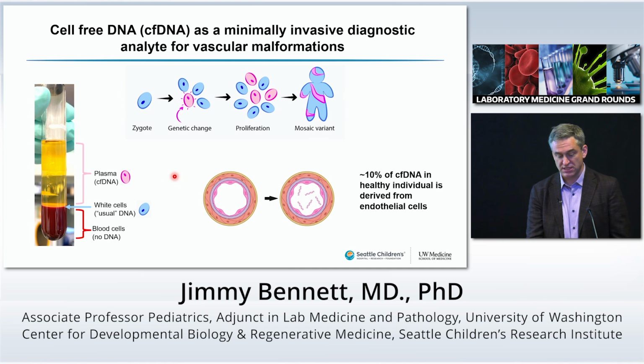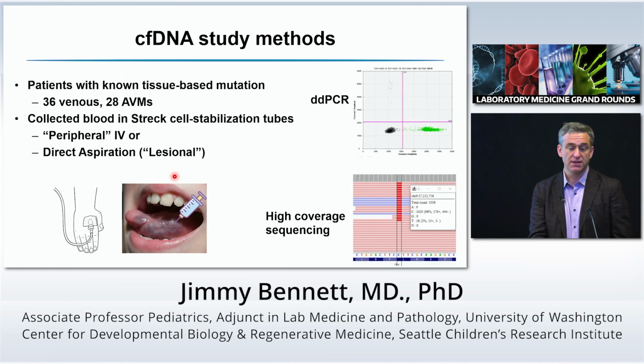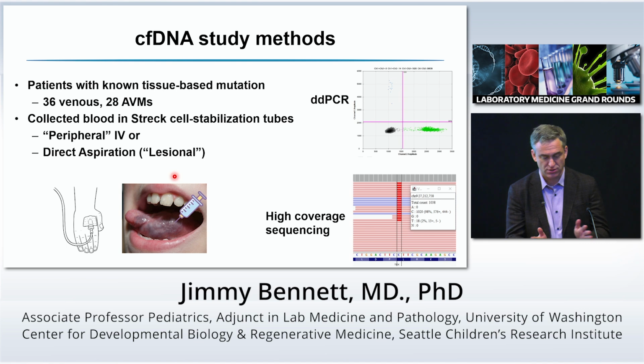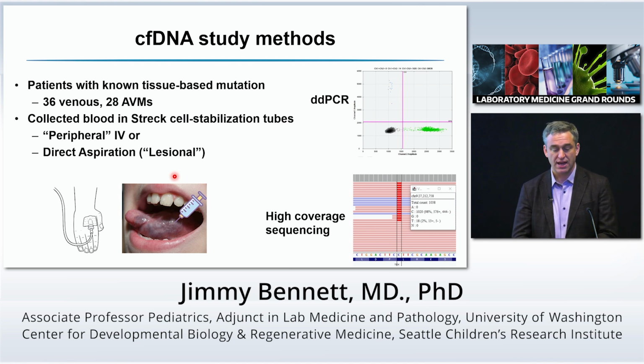And so we thought, since these diseases are vascular and endothelial cells play a role, can we make any of these diagnoses in kids who haven't had surgery? Here are the methods of this study, which was done by the members of my research lab. We collected 36 individuals with venous malformations and 28 individuals with arteriovenous malformations. In addition to collecting tissue from them, all of them had known tissue-based mutations. We also collected blood in a cell stabilization, or STREC, tube, which is a good tube for cell-free DNA.